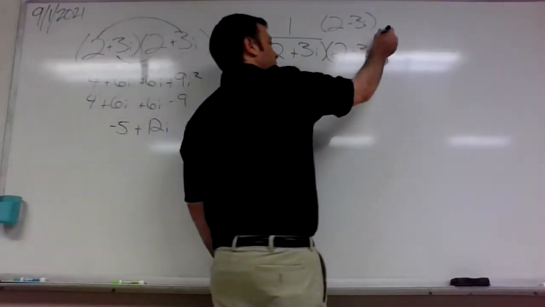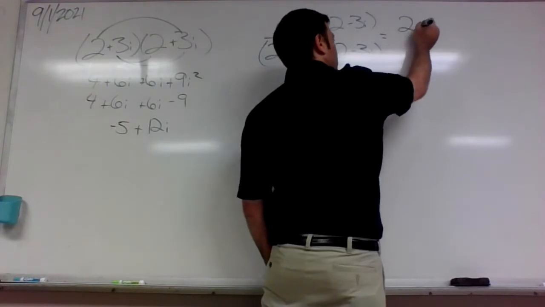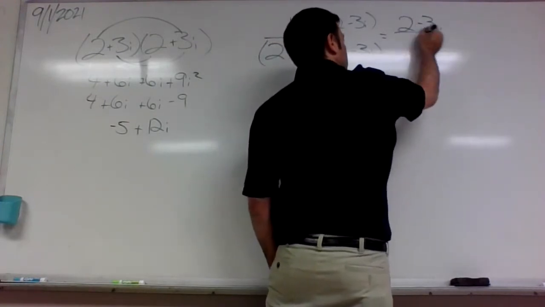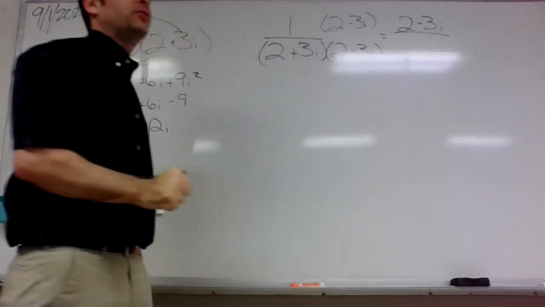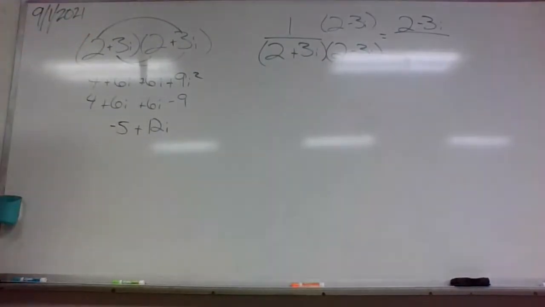So the top is 1 times 2 minus 3i, so it's 2 minus 3i. The bottom is a FOIL, but it's a conjugate FOIL, so you can just do the first and last. Why don't you guys try the bottom, see if you get the same answer I did, without a calculator. I got 4. Is this 4? Yeah.